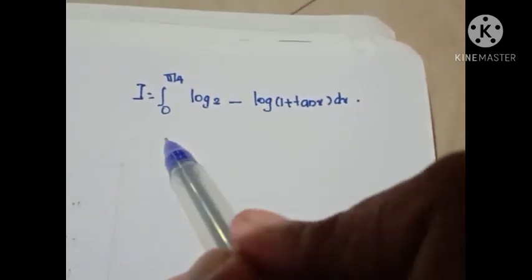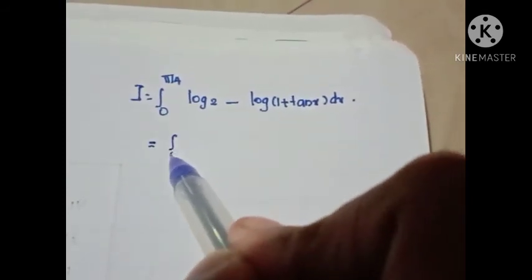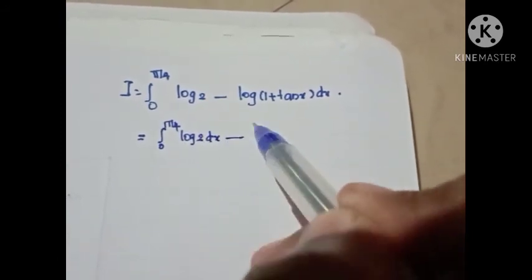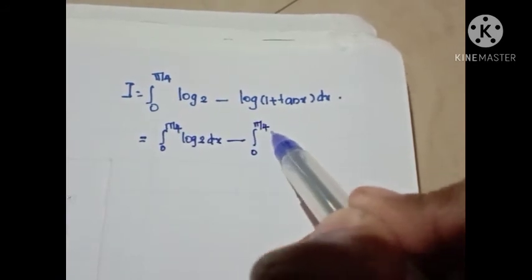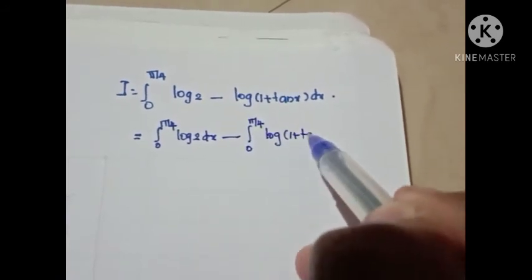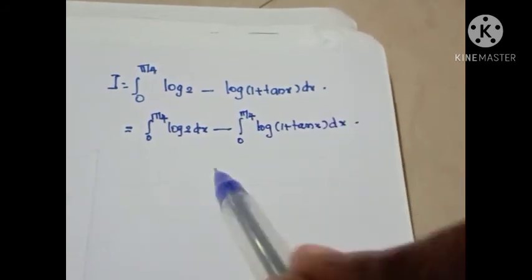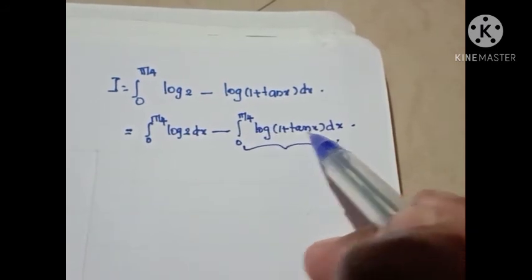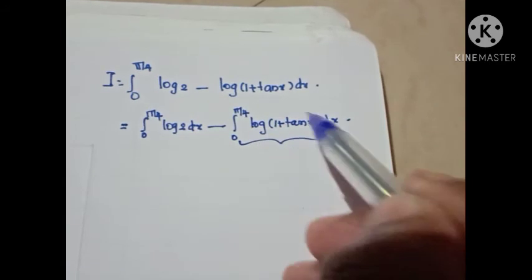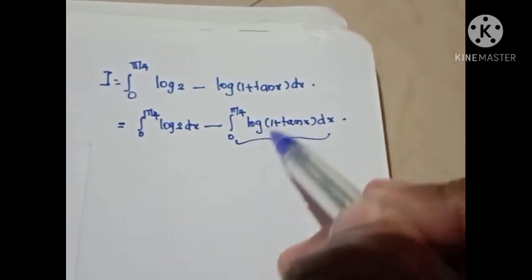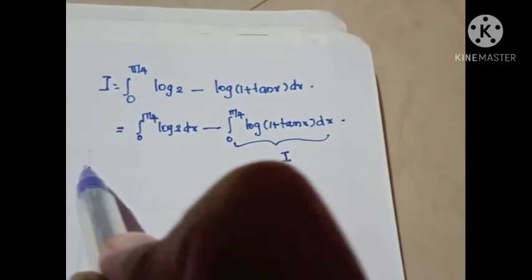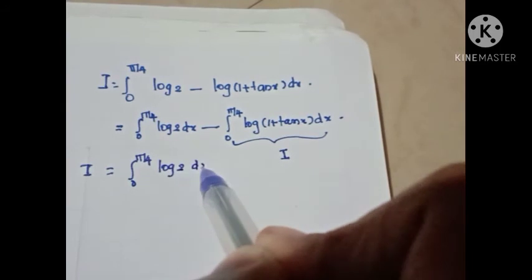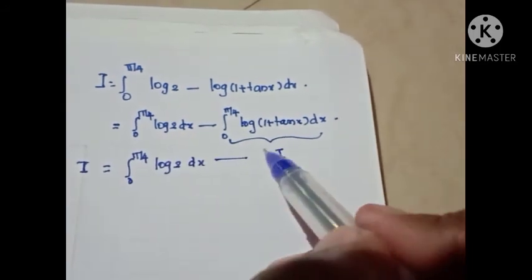Now separate it into two integrals. So this is equal to integral from 0 to pi by 4 log 2 dx minus integral from 0 to pi by 4 log 1 plus tan x dx. Now let's see this integral, integral from 0 to pi by 4 log 1 plus tan x. We started from here, that means this integral is our I. So I equals integral from 0 to pi by 4 log 2 dx minus I. Now take this minus I to the left side.